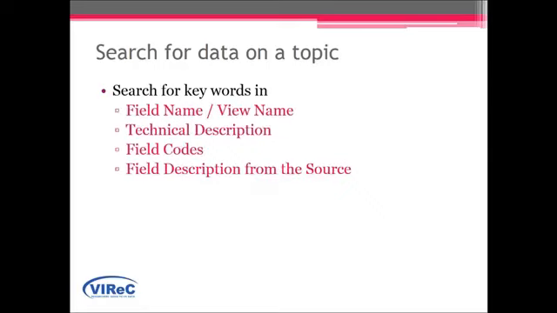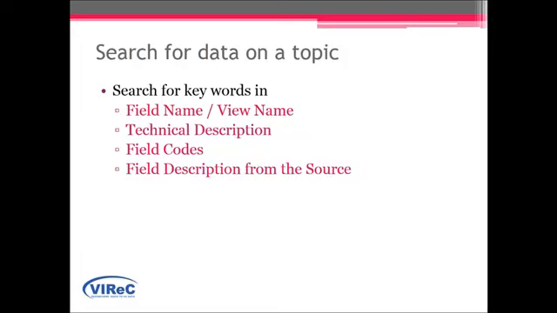So I might search for that keyword in a number of places. I might search for it in the name of the field, the name of the view, the technical description, because as you've seen, sometimes those can be really handy, field codes because it might be a value, or in the source description, because it might just be part of the description of the field that came from VistA or whatever other source might be pulling into the warehouse.